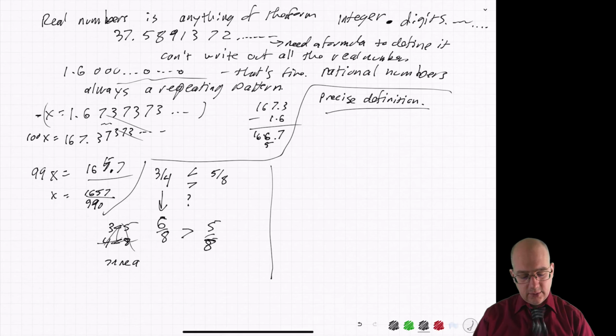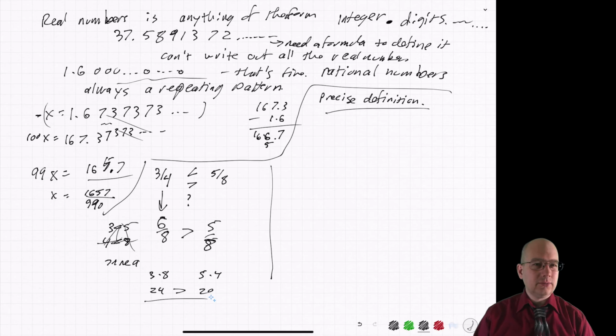same as doing 3 times 8 versus 5 times 4, which is 24 and 20, and so that's greater than. But it kind of gets a little weird. So I like to think of the common denominators, and then you can just wipe them out, right?